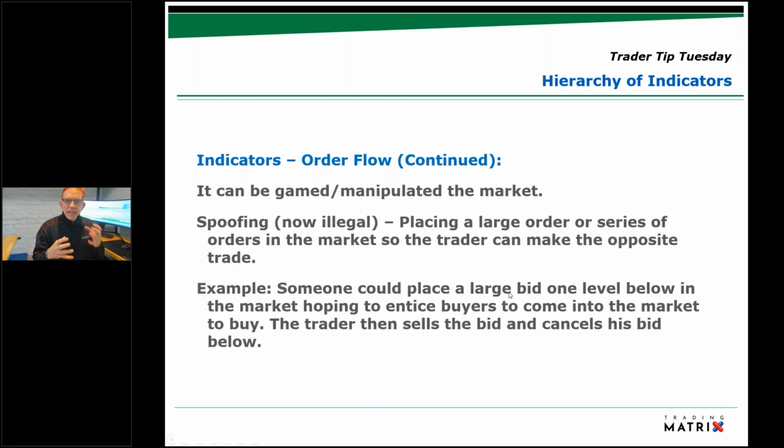But order flow can also be gamed and manipulated. There's a term called spoofing, which is now technically illegal. Spoofing is when you place a large order or a series of orders in the market to try and influence the trader to make the opposite trade. So you start putting in bids and bids and bids and make it look like the market's really strong. Or in our case here, we could place a large bid one level below the market, and people would see this. There's an imbalance of bids to offers, so they jump in to buy. And when they jump in to buy, they sell it to them and then pull the bid. That's spoofing. So they're gaming people who are trying to read the market.